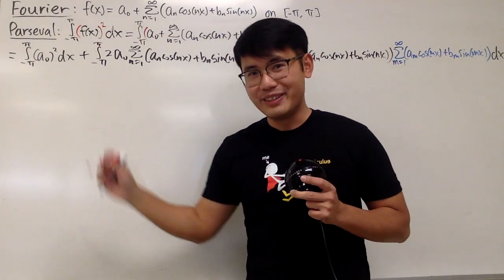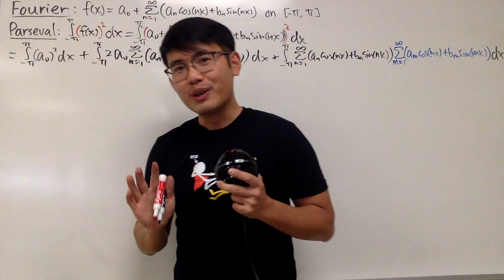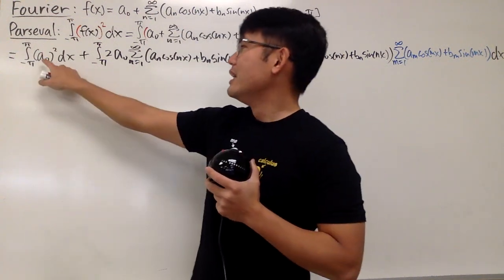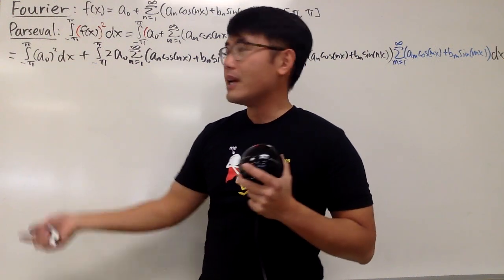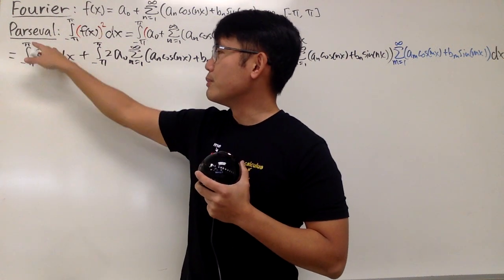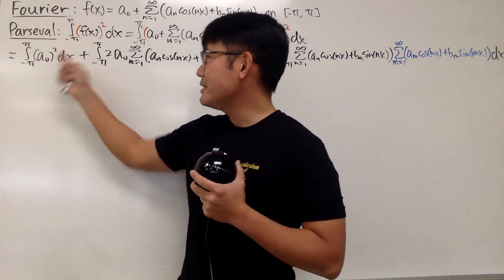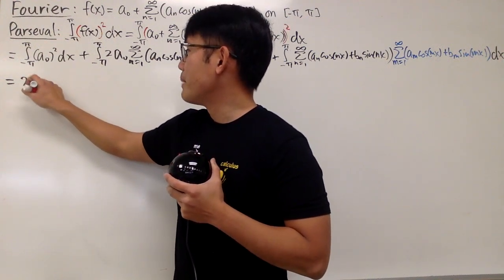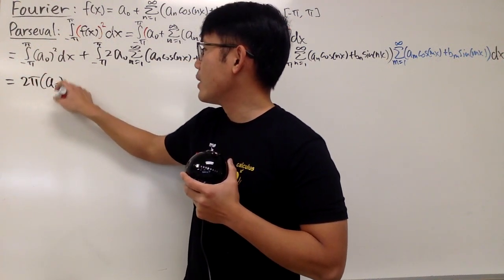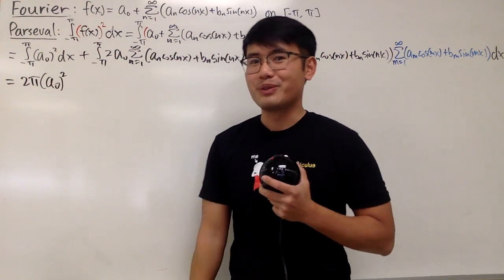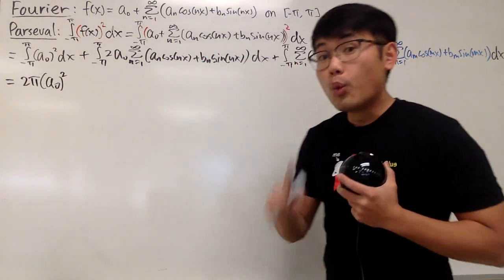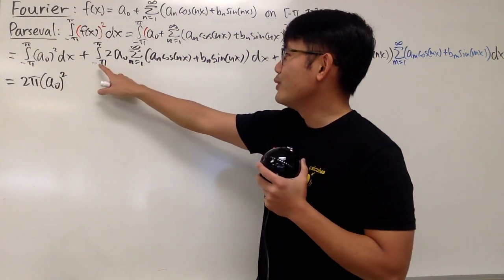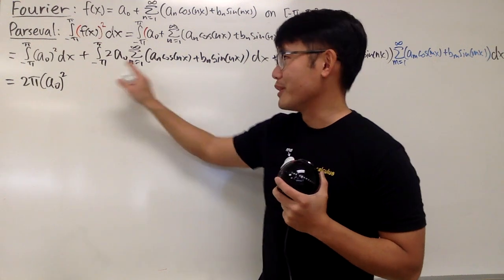Whoa. Okay, cool. Now, let's figure this out. First one, easy. Why? Because, yes, I know a0 is in terms of an integral, but it's just a number in our situation. a0 squared is also a number, right? When we integrate a number from negative pi to pi, of course, we just get 2 pi times this number. So the first integral is very nice. It's just 2 pi times a0 squared. Of course, you can do this on your own as well. Now for the next one, because we assume that this series converges, we are going to interchange the integral and also the summation.